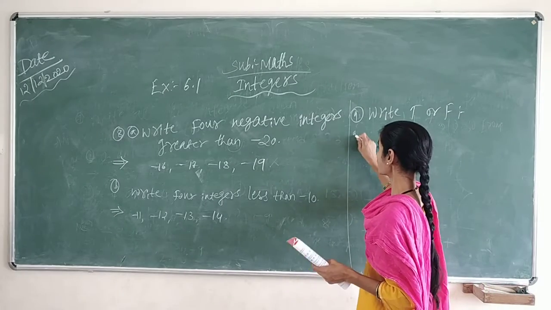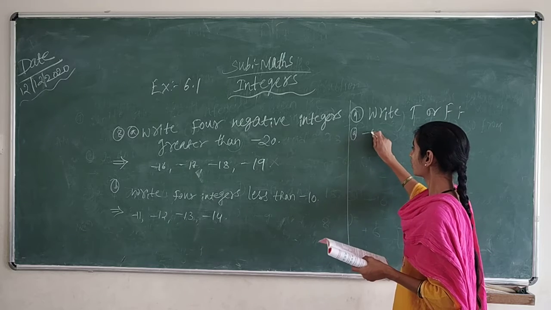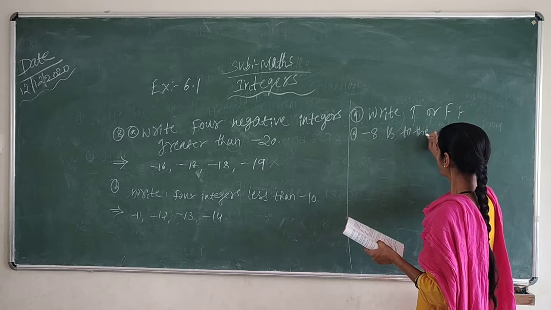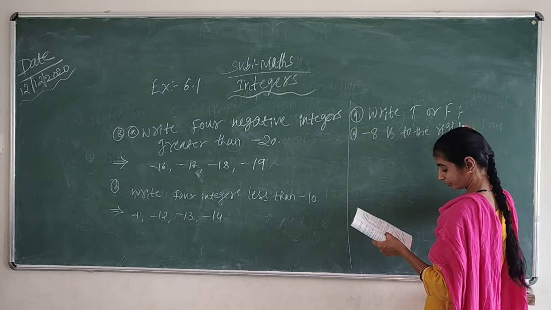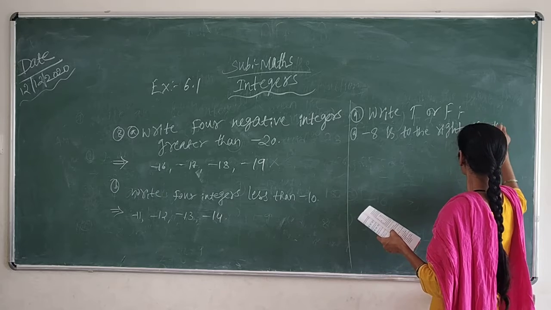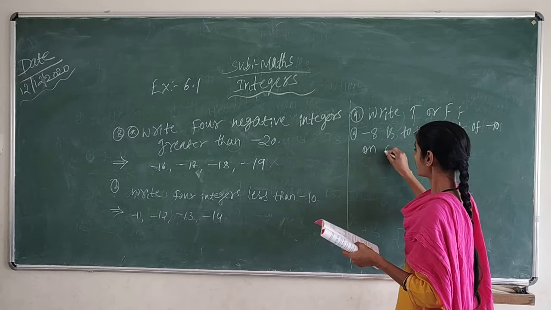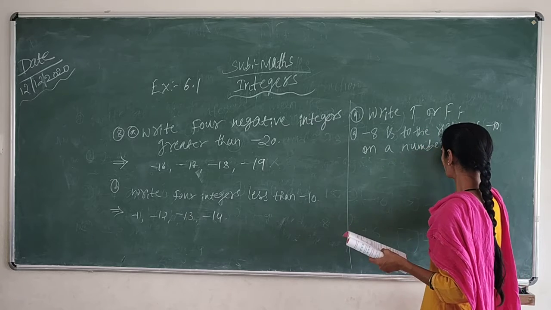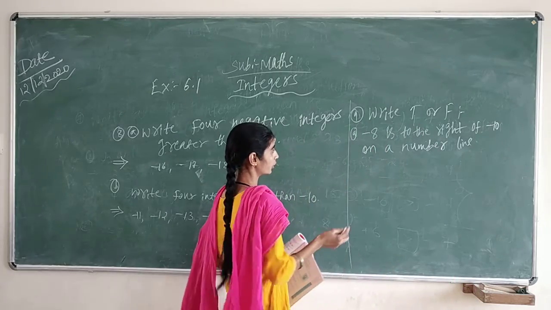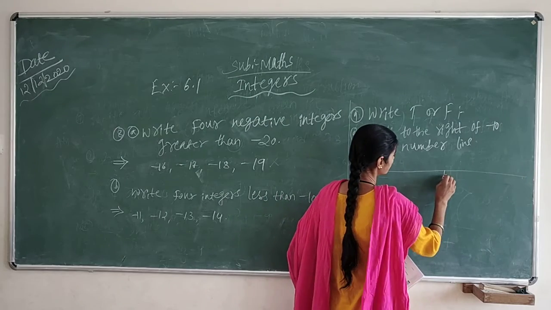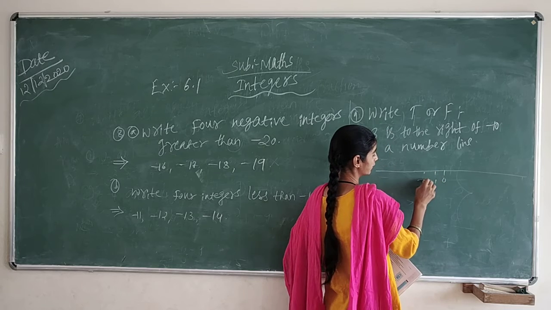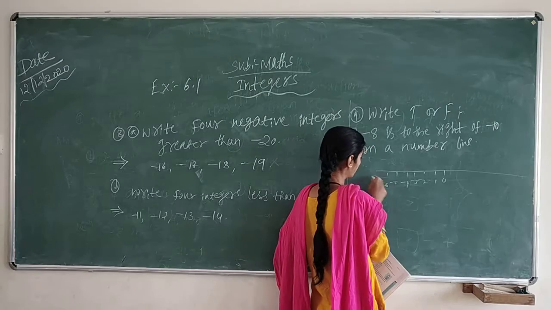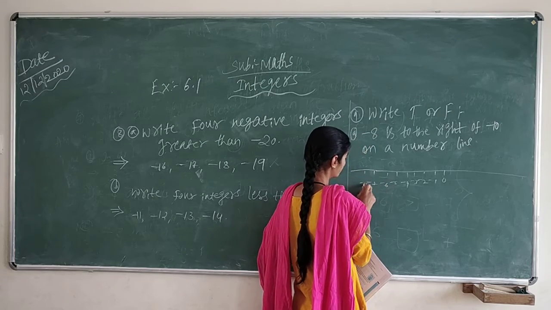So, first question, question number A: minus 8 is to the right of minus 10 on a number line. So, for this you can draw the number line, children. For your confirmation, you all know how to draw. Here it is 0, and on the left side you have to write the negative numbers. Yes or no? And on the right side you have to write the positive numbers.